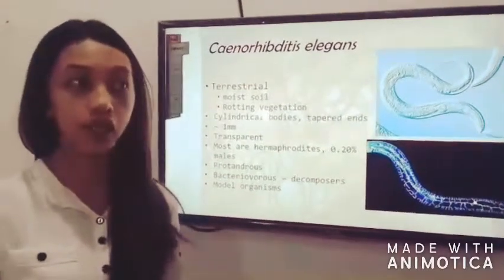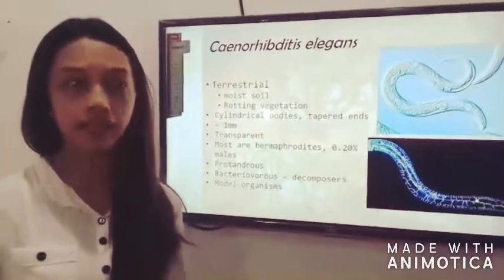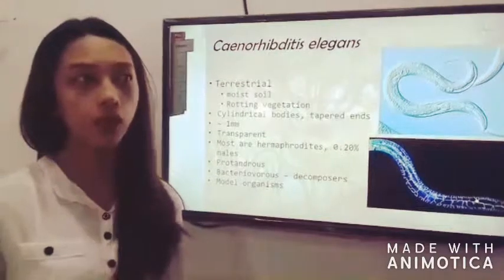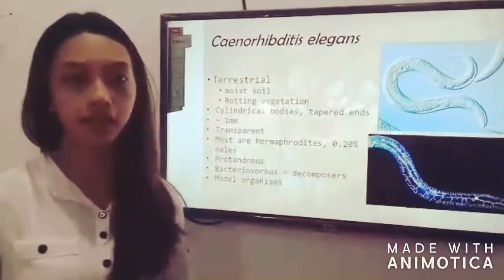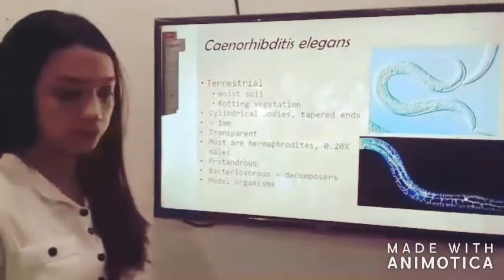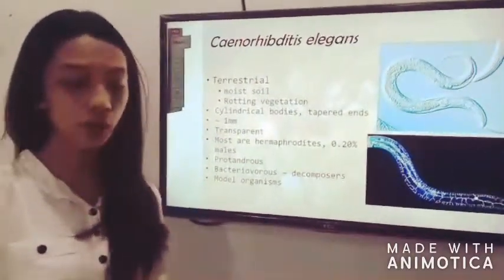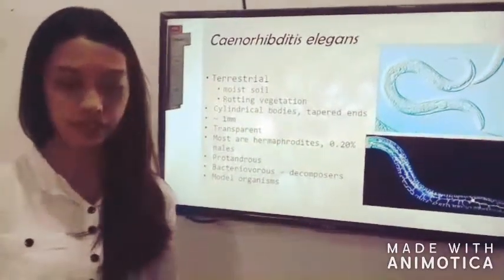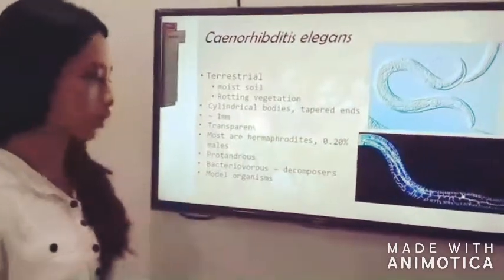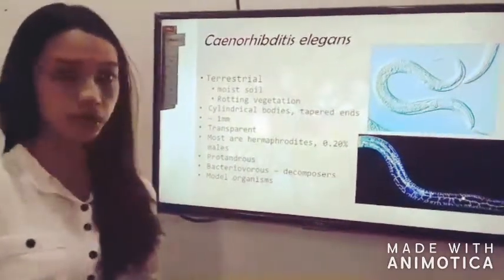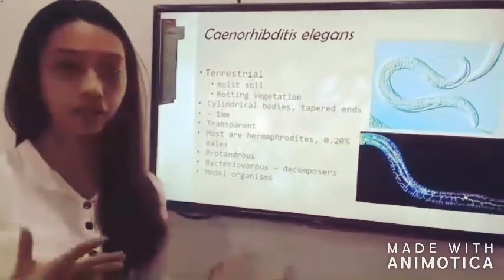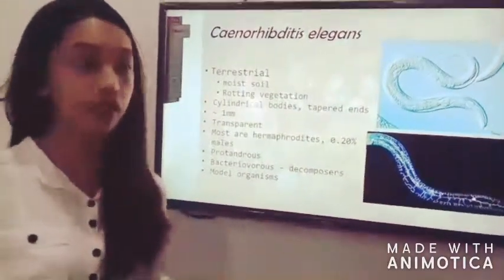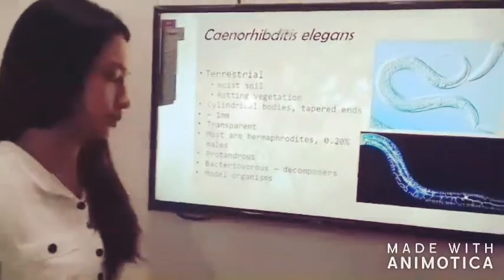There are 2 naturally occurring sexes of these C. elegans, the males and the self-fertilizing hermaphrodites. There are no naturally occurring females in the environment. So they are protandrous, which means that the hermaphrodites produce sperms before the eggs. And they are also bacteriovorous, which means they feed on a wide range of bacteria living in the soil and in the rotting vegetation.